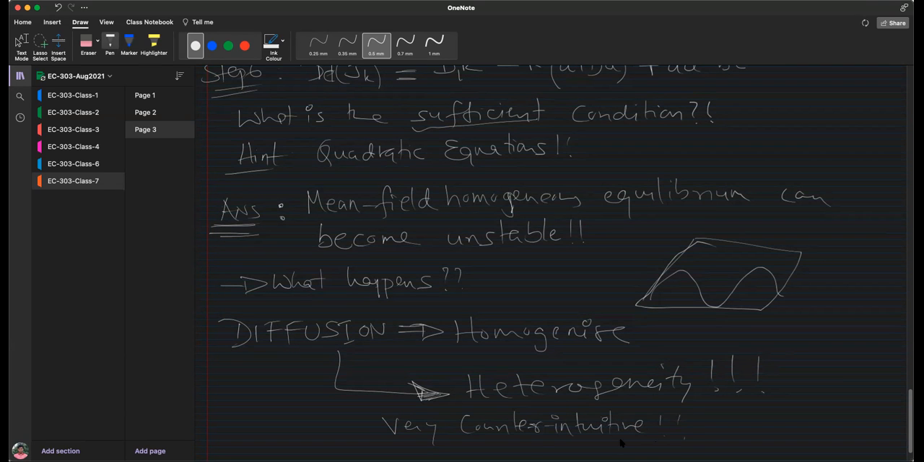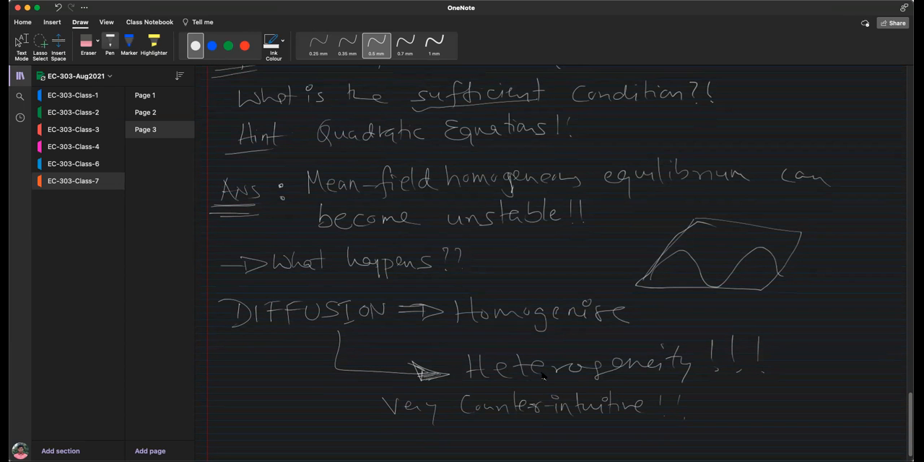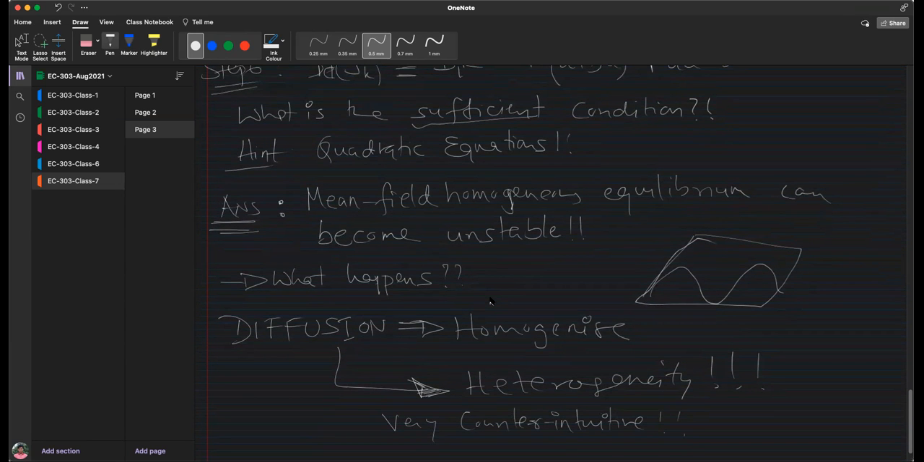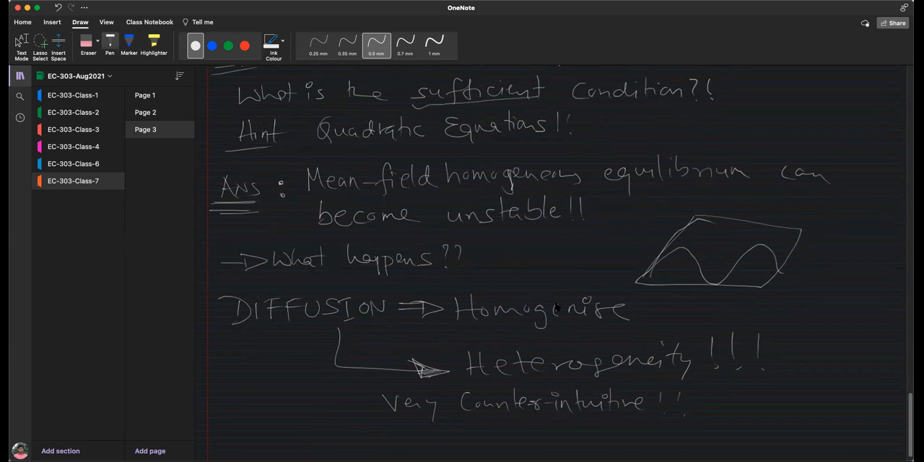So in simplest terms, this is actually very counterintuitive. How can diffusion make things heterogeneous? It's always supposed to make things homogeneous, right? So that's what makes this problem mathematically and from a physics point of view very interesting.